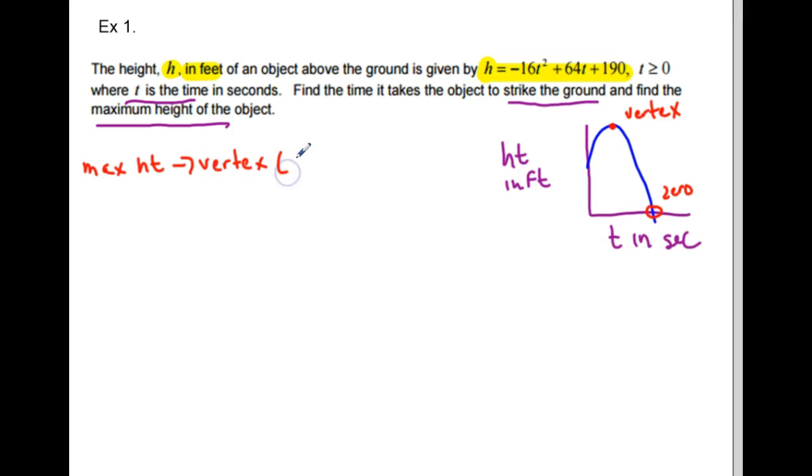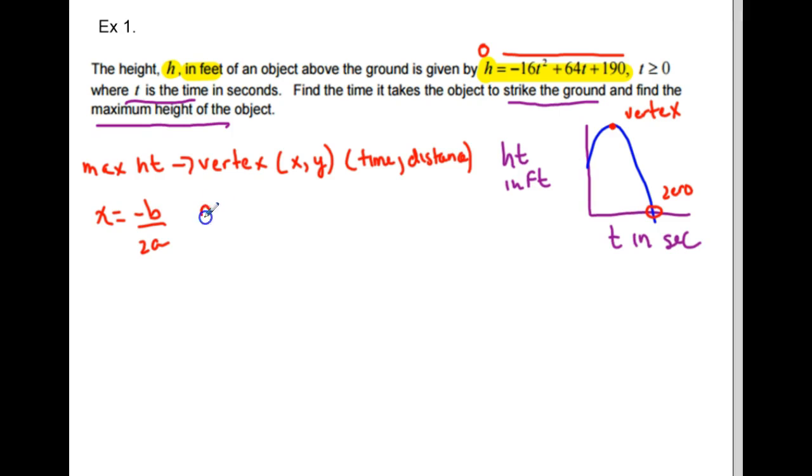The coordinates of the vertex are x comma y. And in our problem, our x-axis is time. This is going to tell us time, and our y-axis is distance. So this is going to tell us distance. Okay? So in order for us to find the vertex, we have to remember two formulas. First, we use x is the opposite of b over 2a. And once we figure out that x value, we plug it back into the equation. So this thing is equal to 0.